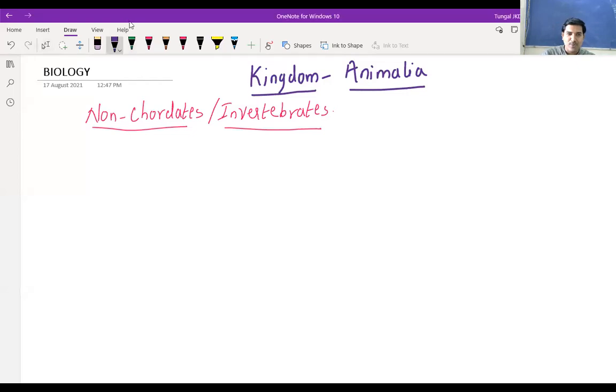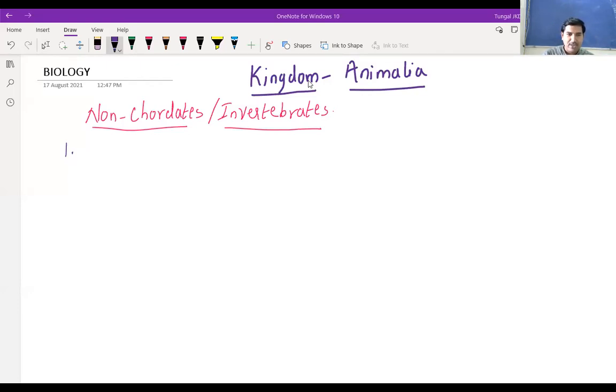Let us see the phyla here. First, the first phylum of invertebrates. You are going to study them in detail in PUC first year only. In this year, I will give you an outline and tell you the peculiar characters of each phylum under the kingdom Animalia. So, non-chordates or invertebrates.